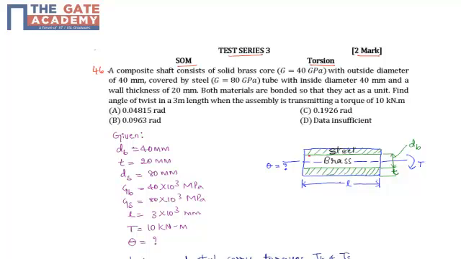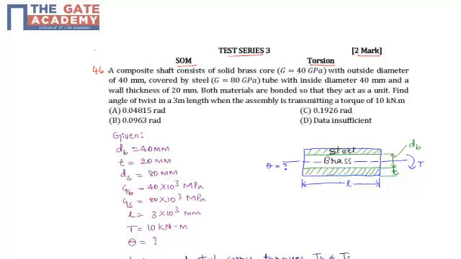Now, the brass core of 40 mm diameter is covered with a steel with thickness of 20 mm. The torque of the assembly is 10 kilonewton meter. We have to find the angle of twist in the assembly. The length of this assembly is 3 meters. So, given diameter of the brass is 40 mm, therefore thickness is 20 mm. So, diameter of the steel will be 80 mm.